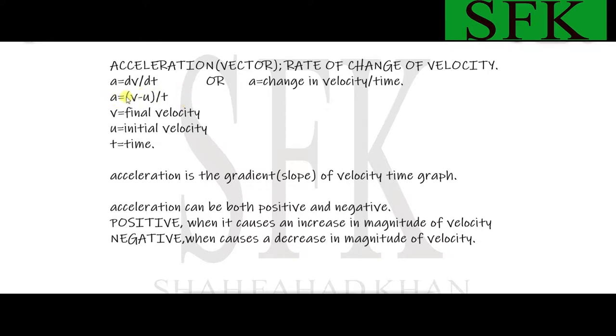It can also be written as acceleration equals (v minus u) upon t, where v represents the final velocity of the body, u represents the initial velocity of the body, and t represents time. This is a formula for calculating acceleration when initial and final velocities are given and the time for the change in velocities is also given.